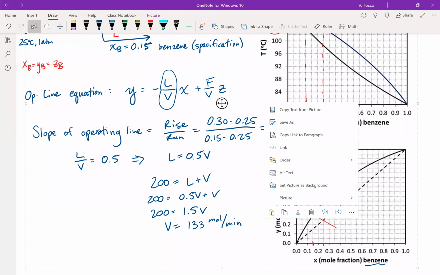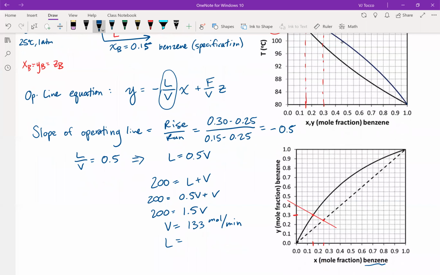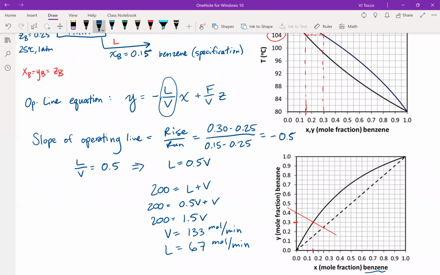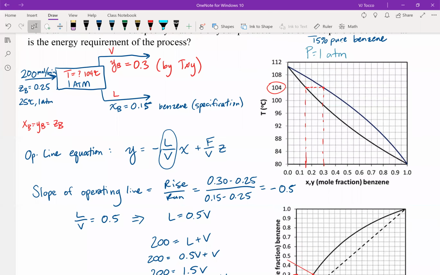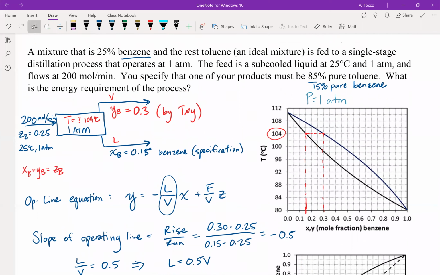I'm going to go back in and solve for L. Back solving for L should get me 67 moles per minute. Okay, so at this point, my material balance is completely solved. I'm going to redraw my process flow diagram, putting in all known information for the material balance. That is always the first step, remember, of solving an energy balance problem: solving all material balances first before we can even think about the energy balance part.